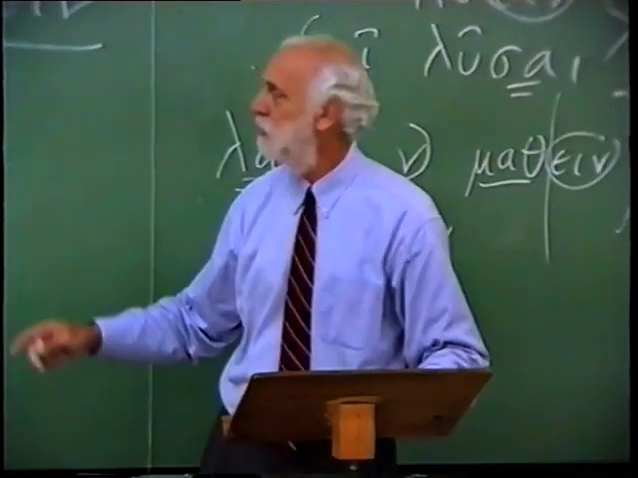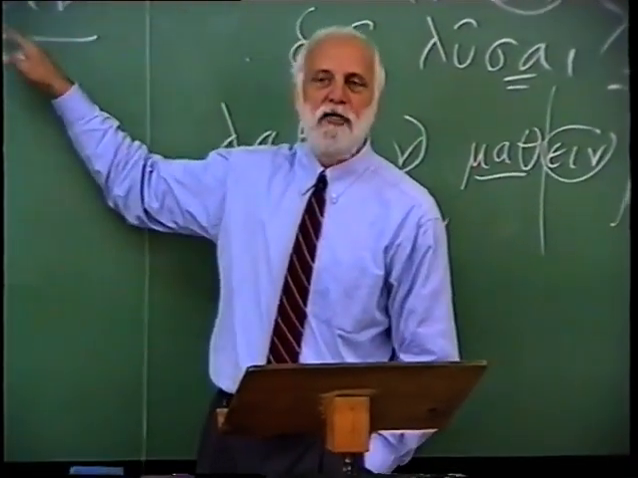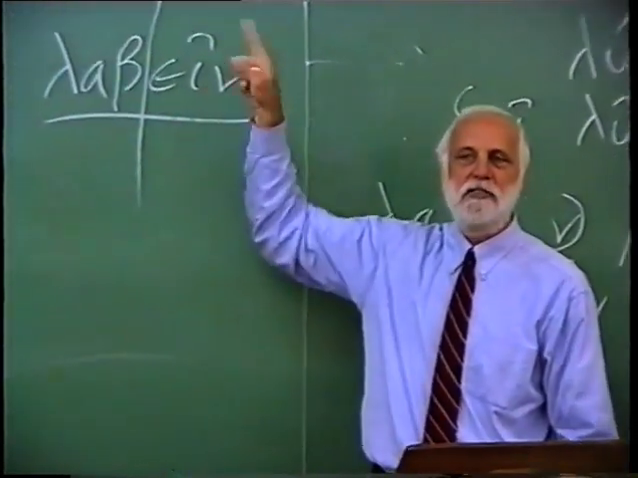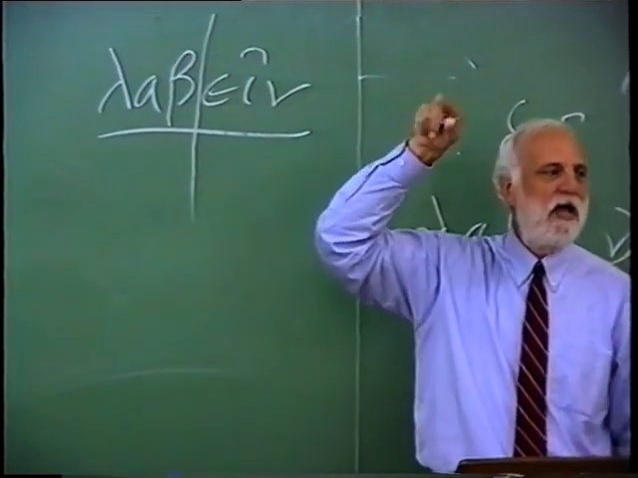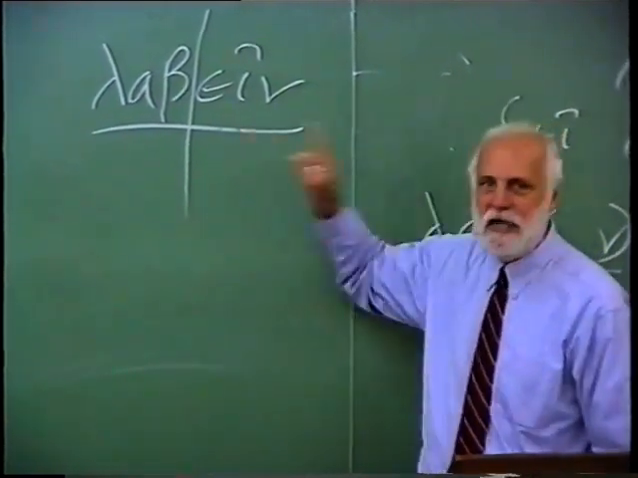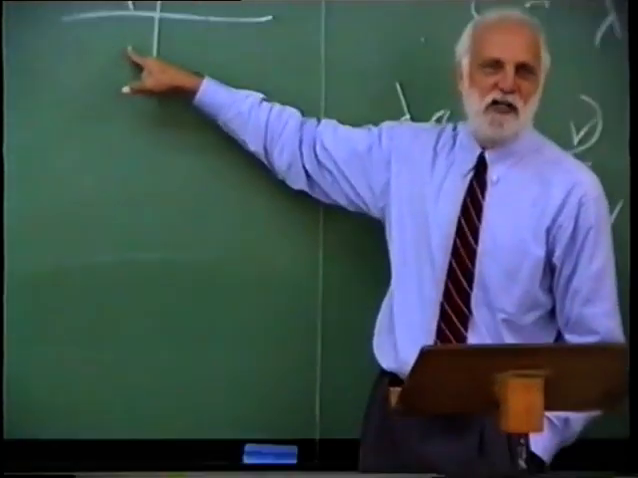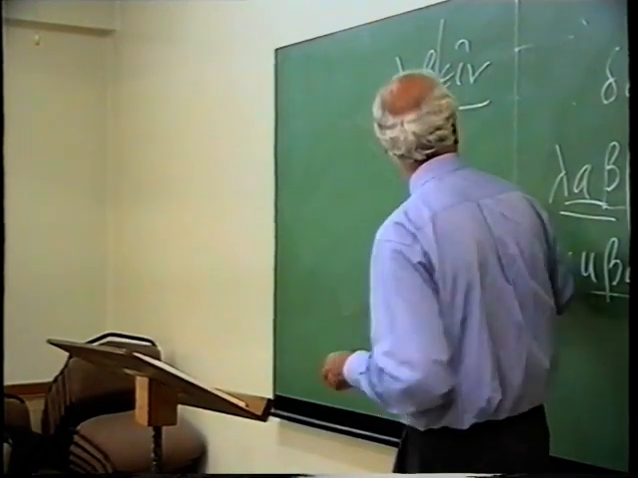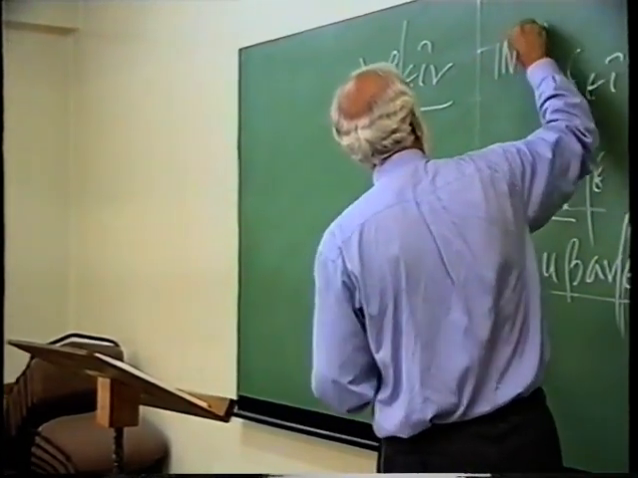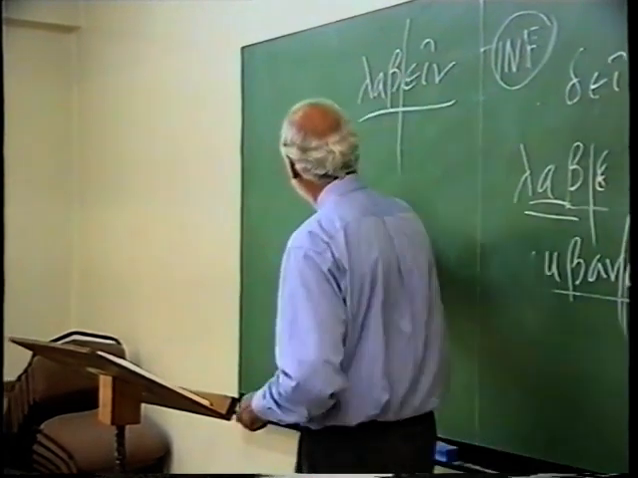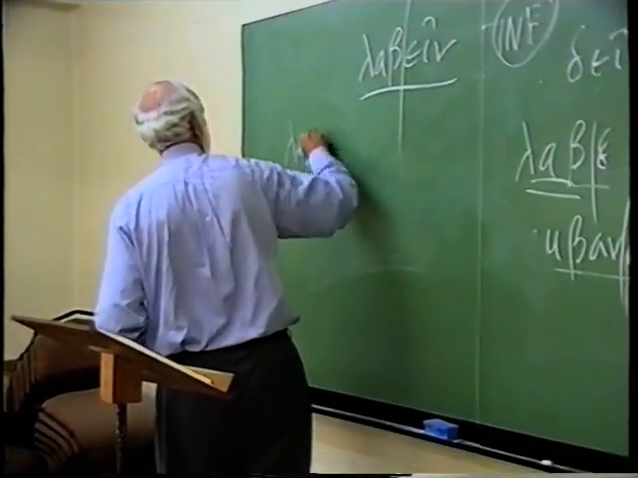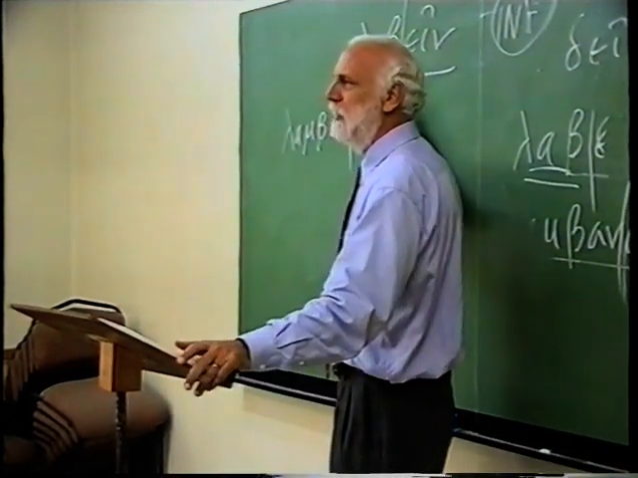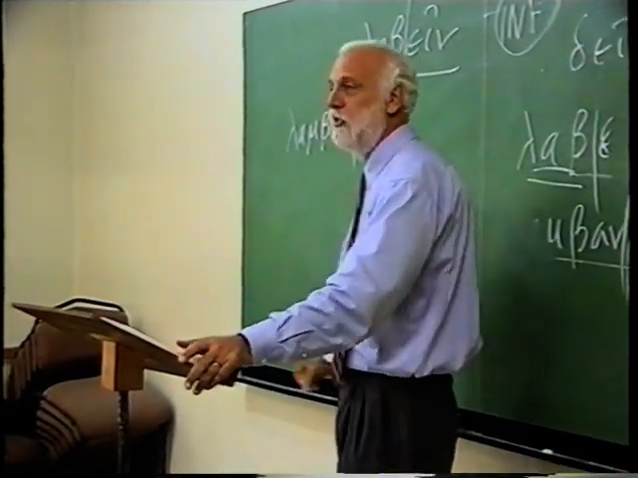Let's parse labein. Are you ready? Think about it first for a second. Think about it before we do it. We've got to get tense, voice, mood, and source. What tense is it? Good. What voice is it? Active. What mood? Now, what word goes in the mood slot? Right, infinitive. And what is our source? Is this a first or a second aorist? Second aorist. You see how that works?